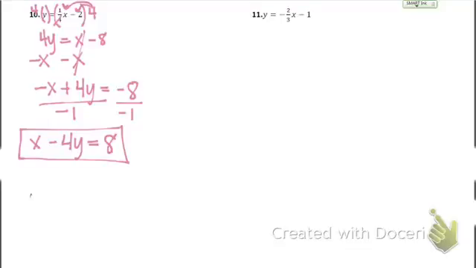Okay? Questions or concerns? Okay, on number 11, that didn't really happen. We would multiply everything by 3, and we would get 3y equals negative 2x minus 3. Really, I think the biggest mistake that you might run into is forgetting to distribute the denominator. So remember, you have to multiply the 3 times the negative 1. And then to move the 2x to the other side, we add 2x.